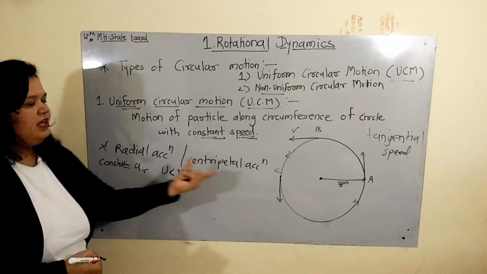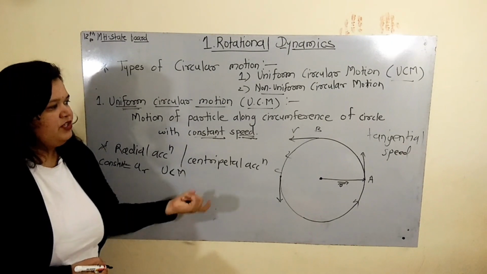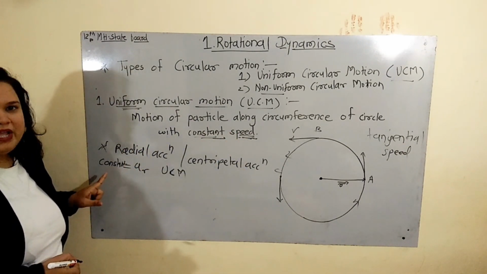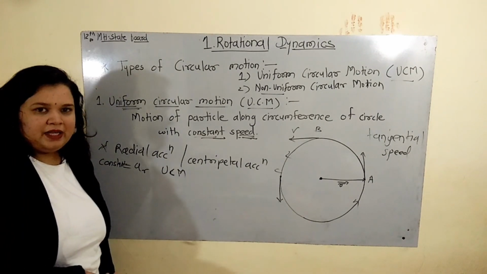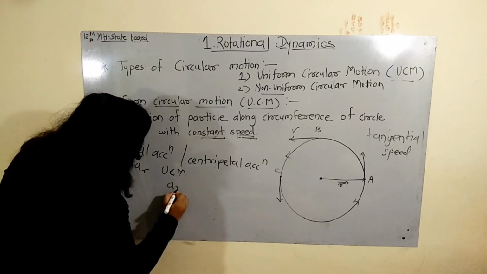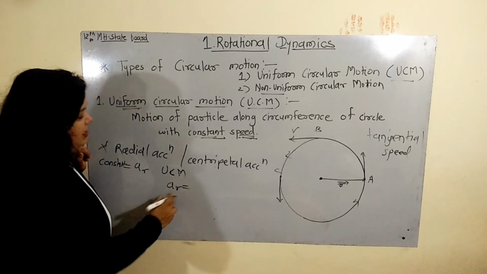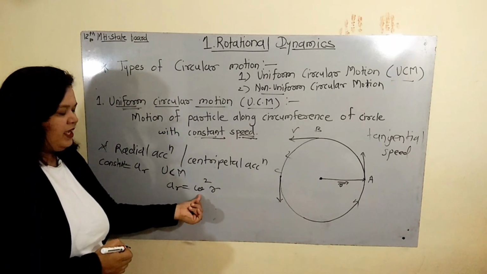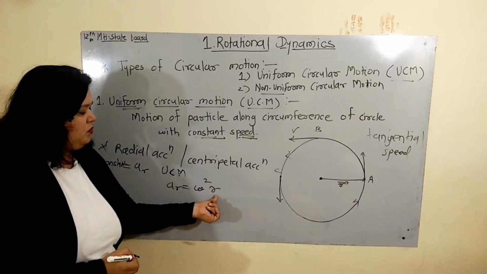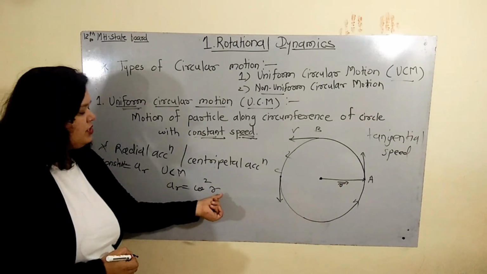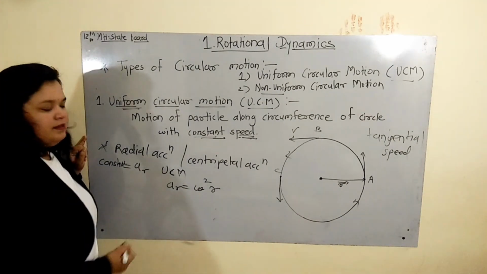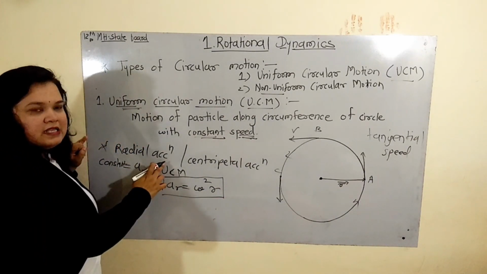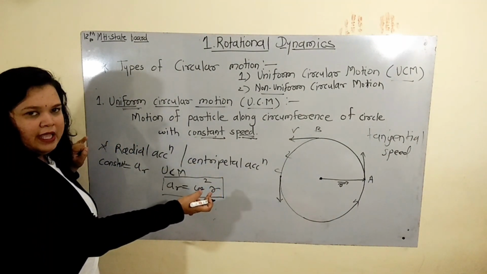This radial acceleration or centripetal acceleration, which is responsible for the tangential velocity, is always constant, and its magnitude is given by a_R equal to omega square into r. Omega square, the square of angular velocity, into radius. This is the magnitude of radial acceleration or centripetal acceleration.